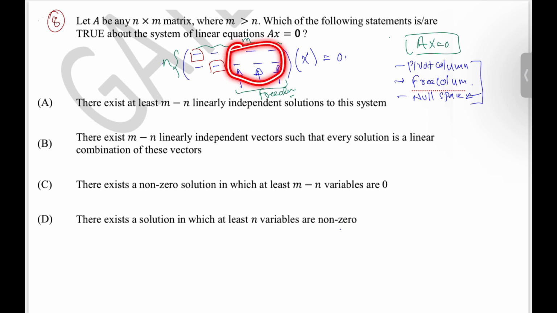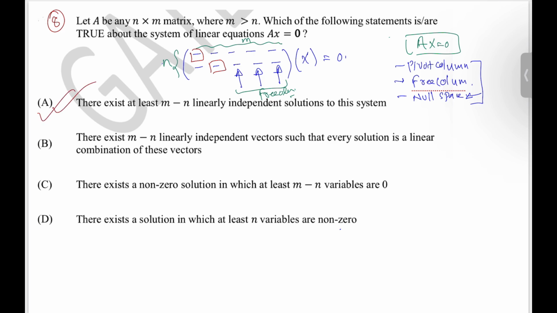And this number of free columns gives you the number of linearly independent vectors in the null space, and that set of vectors will represent the complete null space, right? So according to statement A, it says that there exists at least... So yes, if we are talking about the maximum number of pivots in this matrix, then we will have at least m minus n free variables, and corresponding to these free variables we will have m minus n linearly independent vectors in the null space that are going to represent the solution of this system. So this statement is true, right?